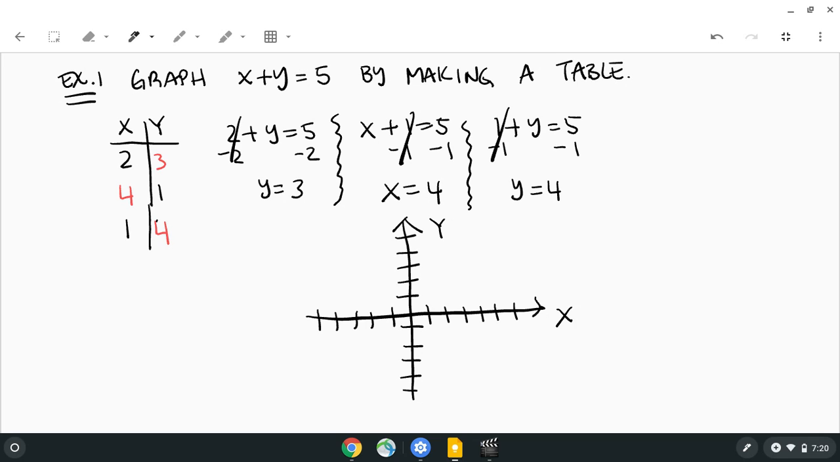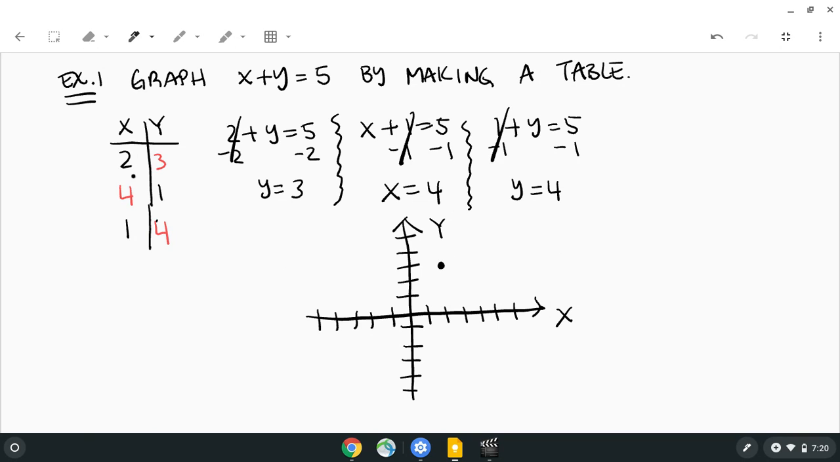Okay. All right, so we have this point, 2, 3. So 2 on the x and 3 on the y. So 1, 2, 1, 2, 3. So that's where my first point goes.